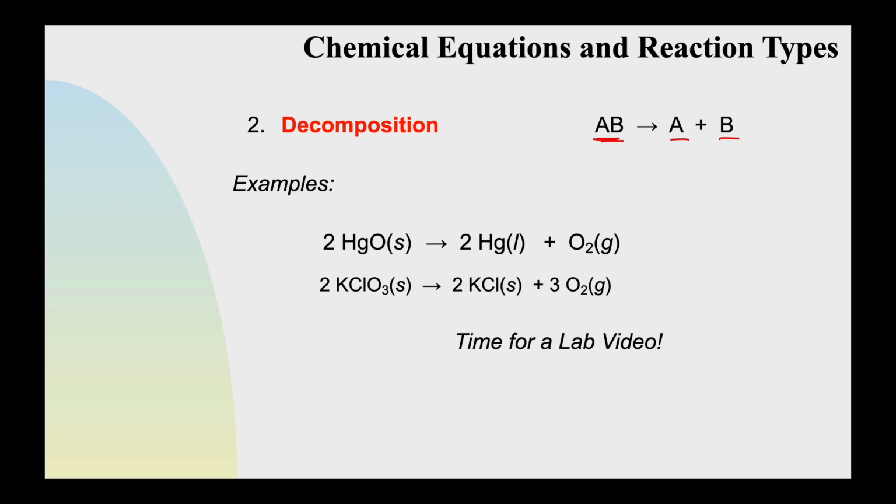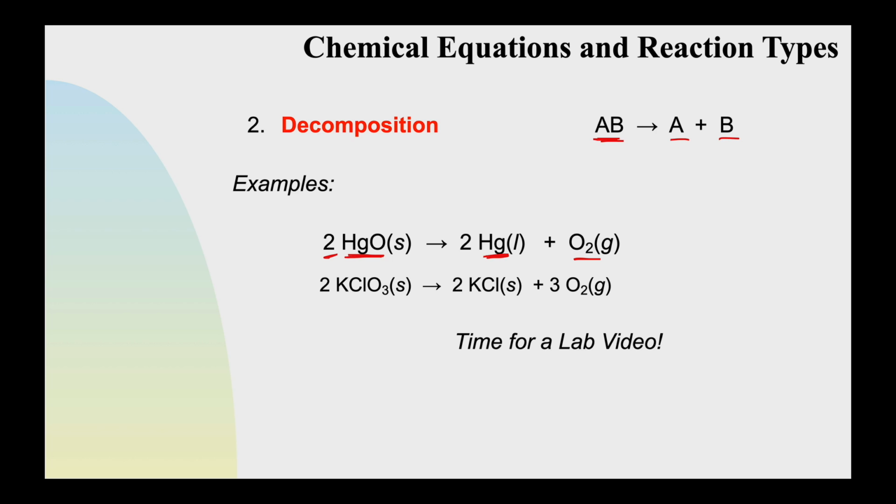Here's one, mercury oxide, mercury 2 oxide, breaks down into pure mercury and oxygen. And again, remember, have no fear of ice clear brew. Oxygen is a diatomic, O2. So because of that, we put a stoichiometry of 2 and 2 mercury. The second reaction is one we'll do in lab later.